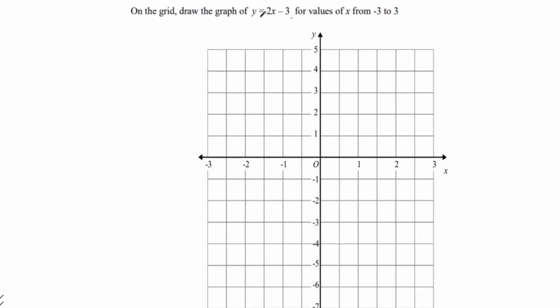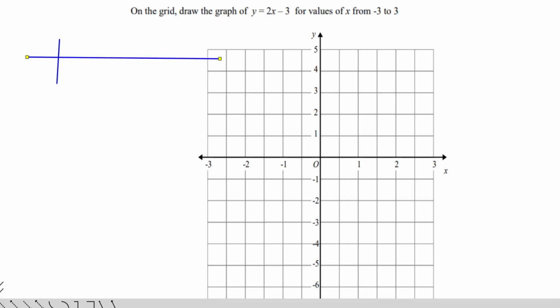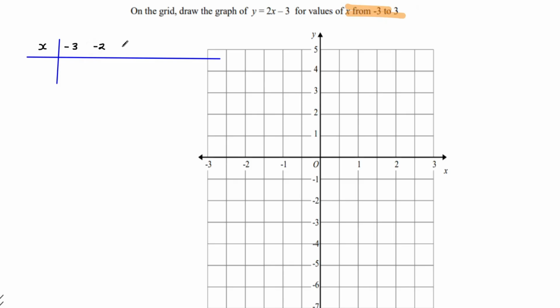Now, they also present questions without the table of values. So it just says on the grid, draw the graph of y equals 2x minus 3. Now, there's a few ways of doing this. You can do it without the table, but it's a good method to use if you're confident with it. Now it tells you what values it wants x to be. So it wants x between negative 3 to 3. So you need to create your table of values for x to go between negative 3 and 3. And then you can complete it in the same way.